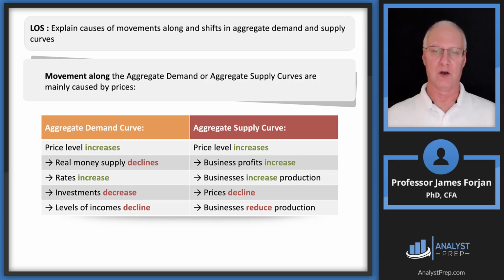Now, movements along the aggregate supply curve when the price level increases. We talked about this. Business profits increase, right? And then businesses increase production. So those are probably relatively short-term responses to a price level increase. And that should make perfect sense.